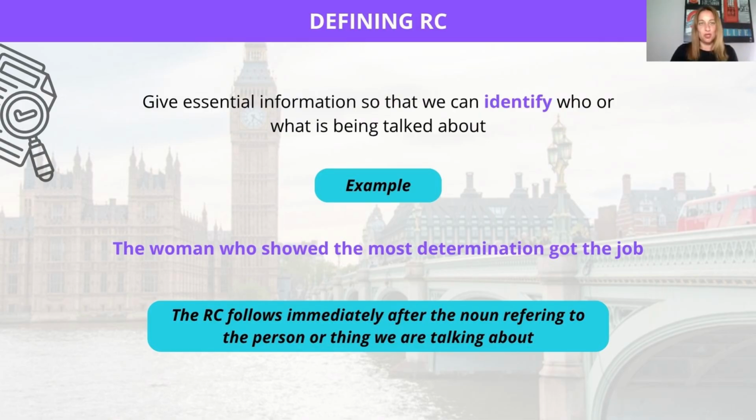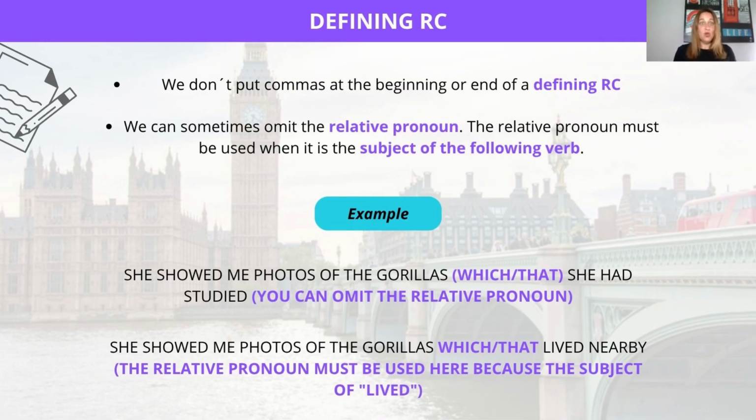So let's continue. We don't put commas at the beginning or end of our defining relative clauses. We can sometimes omit the relative pronoun. The relative pronoun must be used when it is the subject of the following verb. Only the relative pronoun can be omitted, okay? You can remove it from the sentence when it's not the subject of the clause, but we must put it when it's the subject.